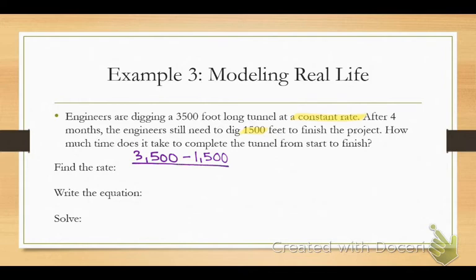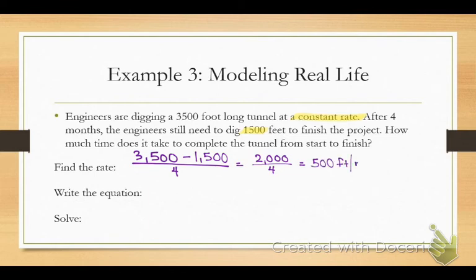What do you think you would need to divide by to figure out the rate per month, Josh? 4. Okay, so I know that they dug, what's 3,500 minus 1,500? 2,000 feet in 4 months. And thanks to my problem telling me this is a constant rate, it's not like they got off to the right start, and in the first month they did 2,000 feet and they did nothing for 3 months. I know it's a constant rate. What's 2,000 divided by 4? 500. 500 feet per month.